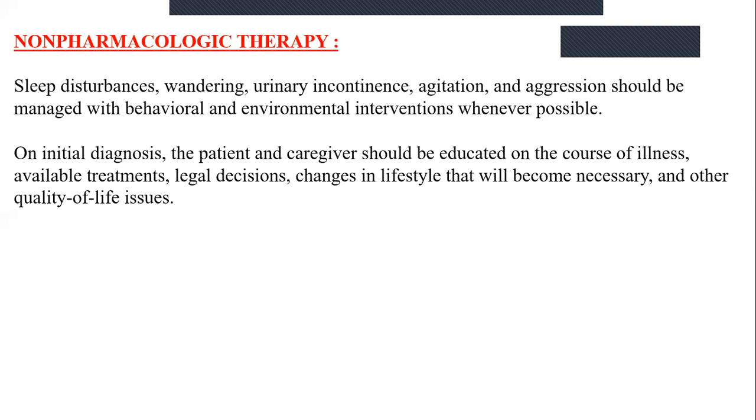Okay. And like how long the duration of the treatment will be and how could be the prognosis of the patient having this disease. All these should be explained to both the patient and also the caregivers. And also not only that, we have to tell about course of illness, what are the different treatment patterns available, legal decisions, like if because of these changes his personal life is going to get affected, so in that legal decisions also we should take a stand, and changes in lifestyle that will become necessary, and other quality of life issues. So in all these matters you have to take a stand.